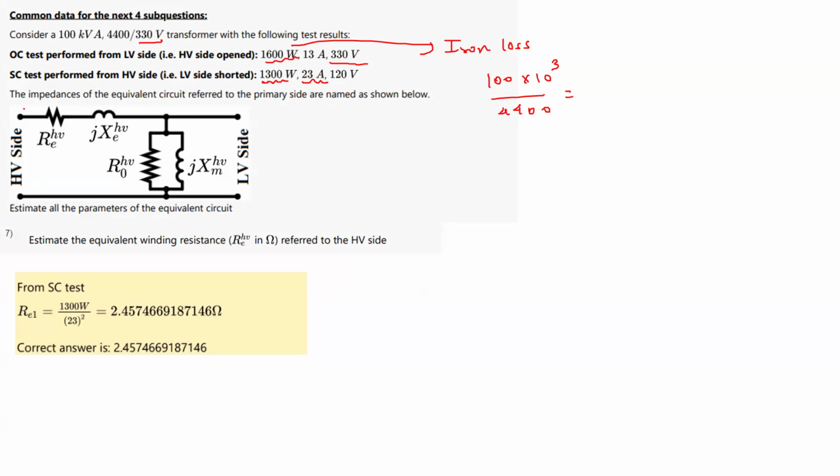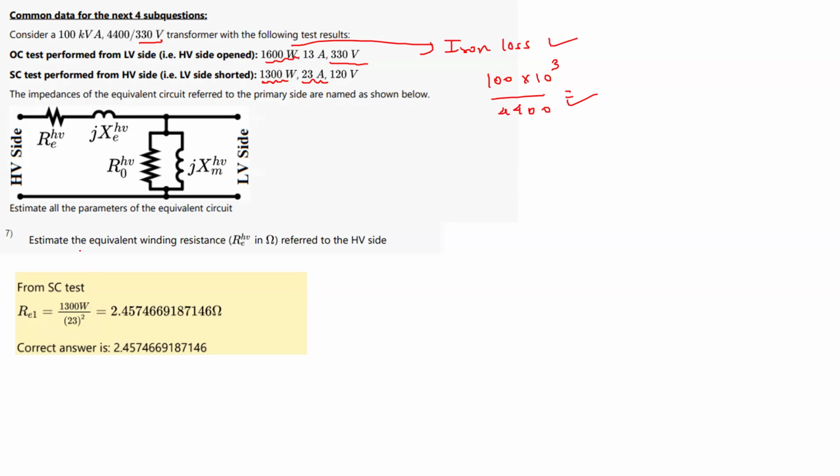Now coming back here, this is the impedances. Now we have to estimate the parameters of the equivalent circuit. This information is not that important here, but it is a good practice, and it will keep you in a habit. It is a good habit to note down these things.